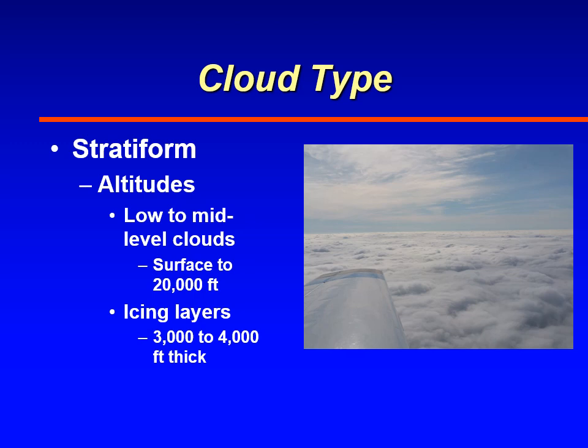And then typically icing layers are usually about 3,000 to 4,000 feet thick. At least that's what climatology has shown in research studies. So if you are able to change your altitude by 3,000 to 4,000 feet, more than likely you'll get out of the icing conditions if they are stratiform clouds.